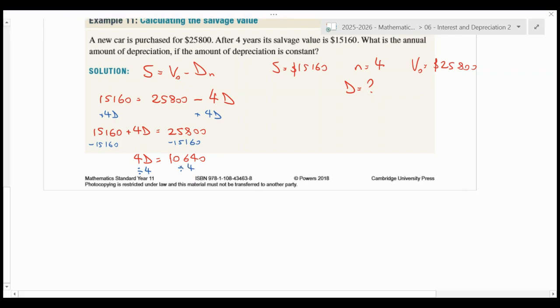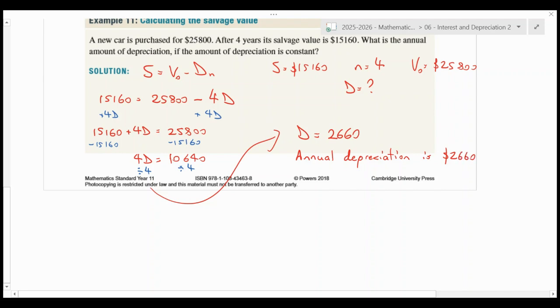And that will get me D equals, and I'm doing this on the calculator in the background, obviously. I'm not doing this off the top of my head because I'm way too lazy for that, 2660. So that means the annual depreciation is 2660. Okay, so that's your final answer.